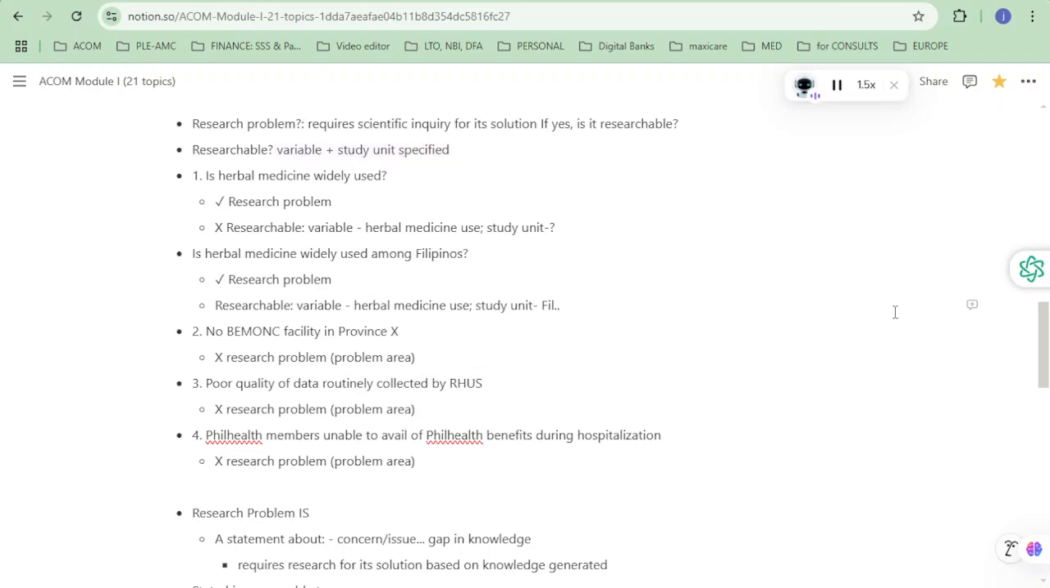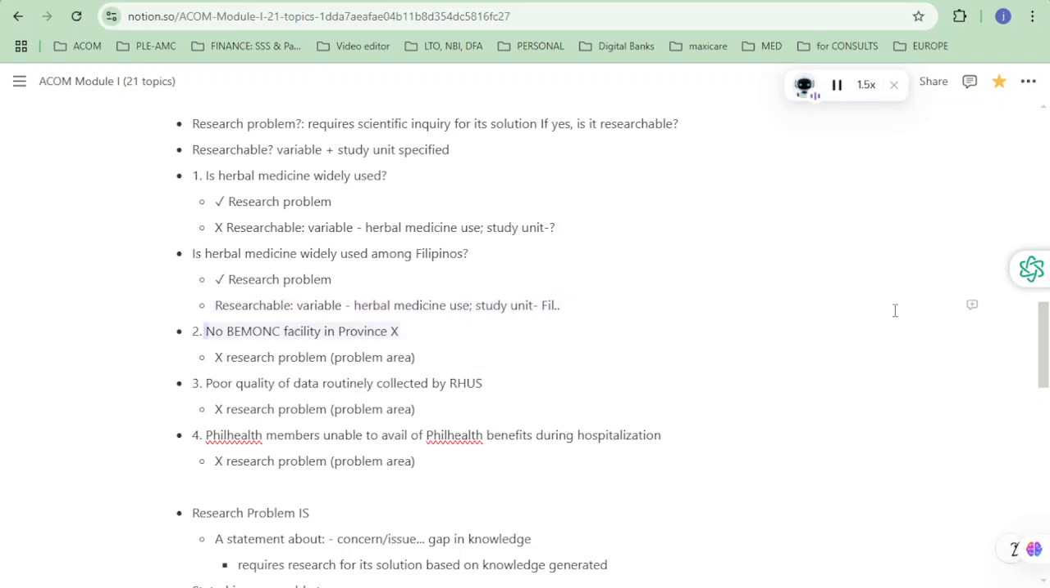1. Is herbal medicine widely used? Research problem, but not researchable: variable is herbal medicine use, study unit is missing. Is herbal medicine widely used among Filipinos? Research problem, researchable: variable is herbal medicine use, study unit is Filipinos.